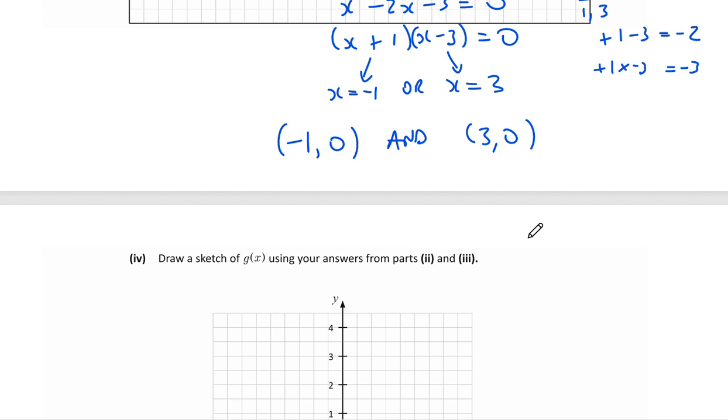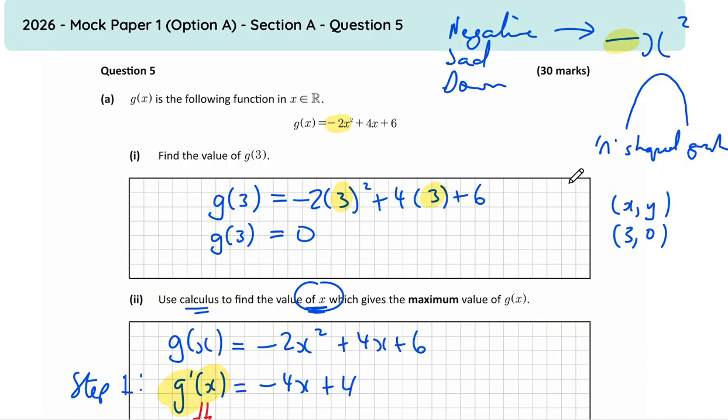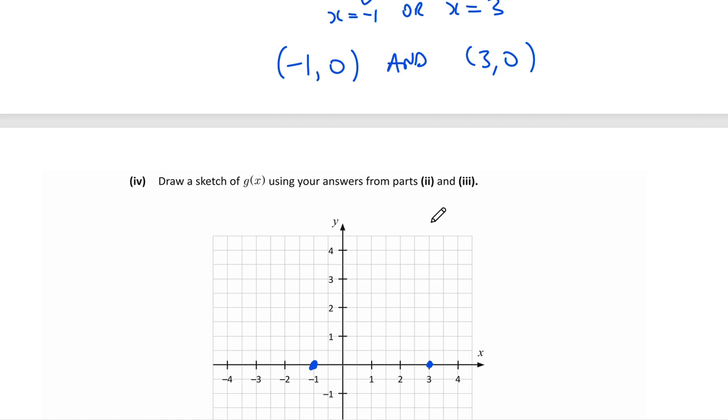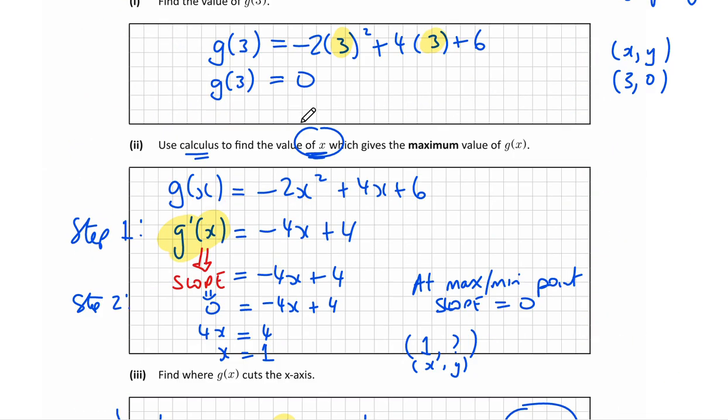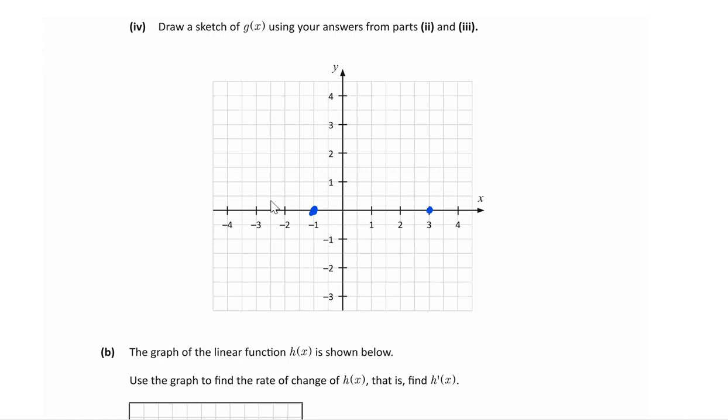So we have the points minus 1, 0 and 3, 0. We know that the maximum point occurs at x equals 1. Well, now you see, that's the thing. We don't know how high up we're going. They only told us to find the value of x. So somewhere along there is the max point.